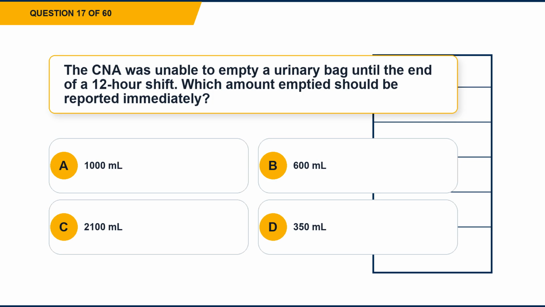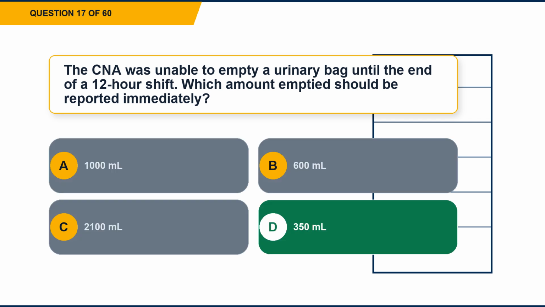Question 17. The CNA was unable to empty a urinary bag until the end of a 12-hour shift. Which amount emptied should be reported immediately? Option A, 1,000 milliliters. Option B, 600 milliliters. Option C, 2,100 milliliters. Option D, 350 milliliters. The correct answer is option D, 350 milliliters.